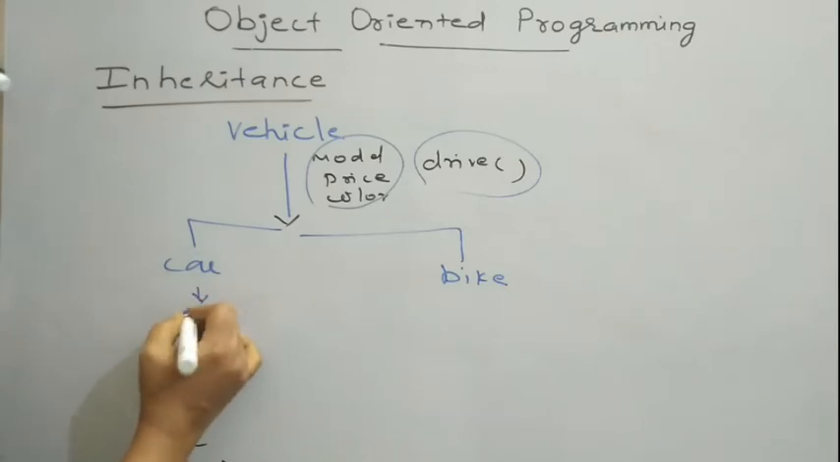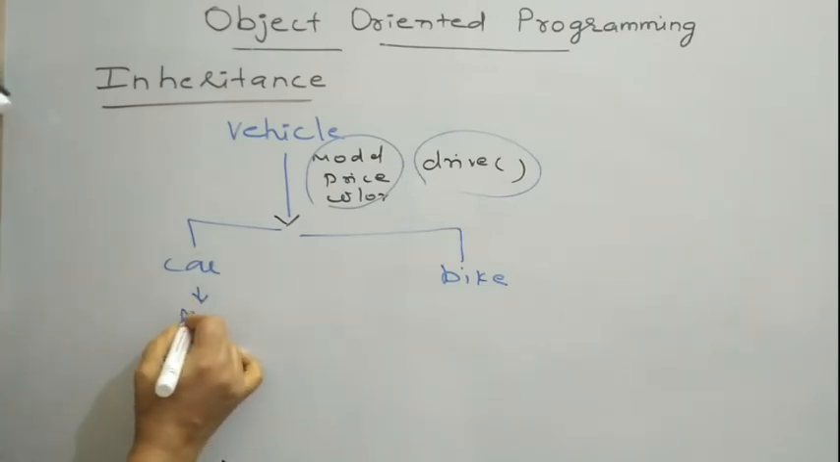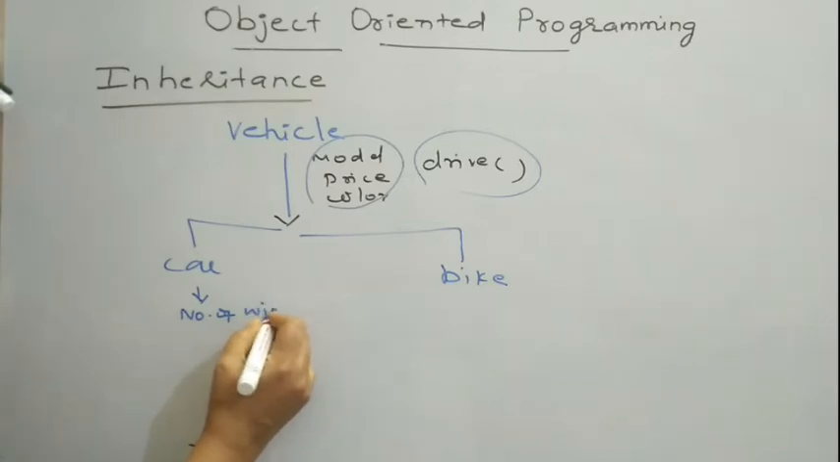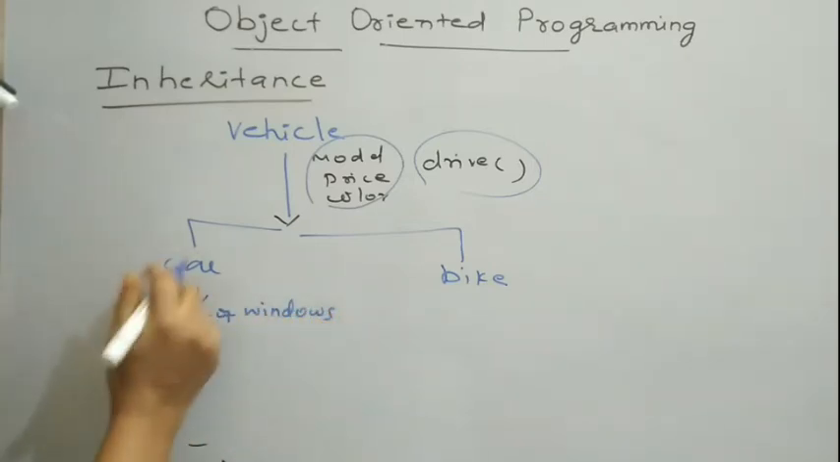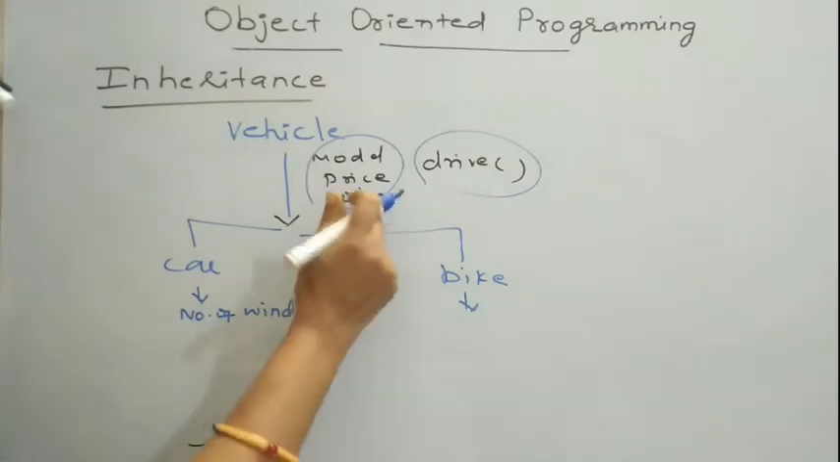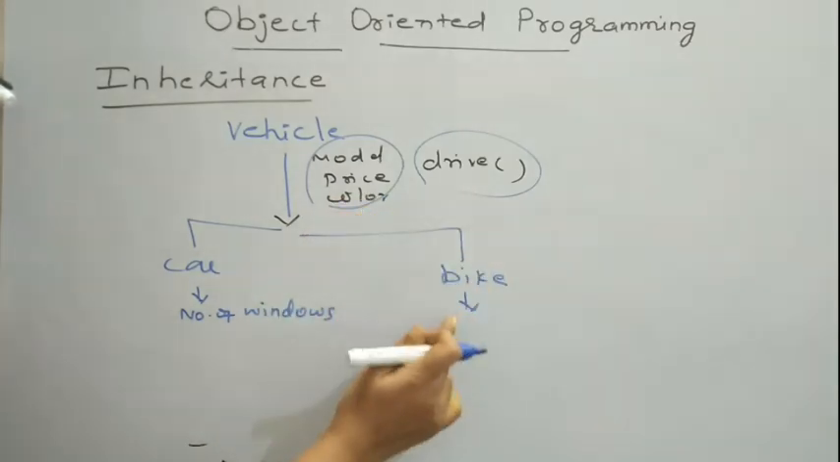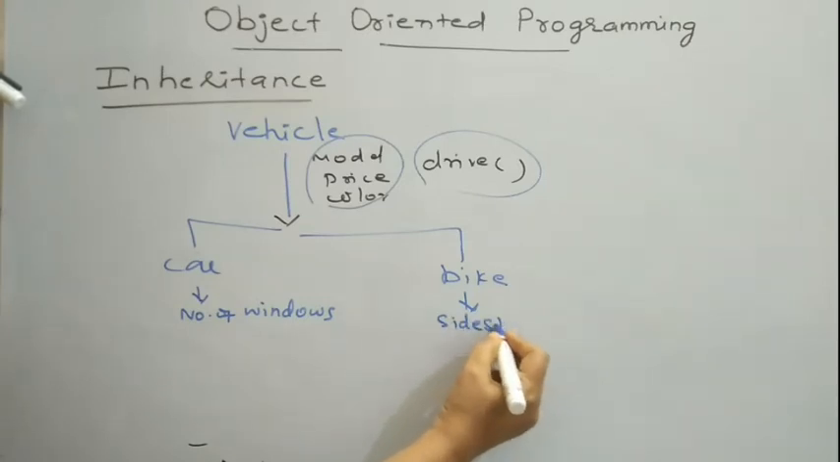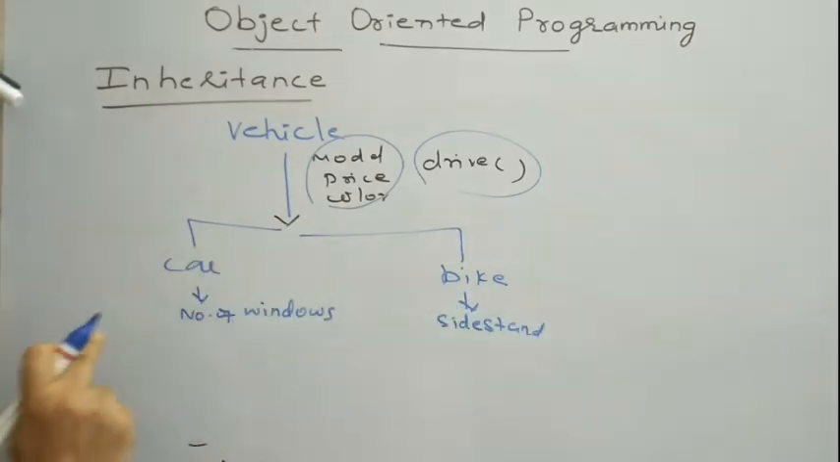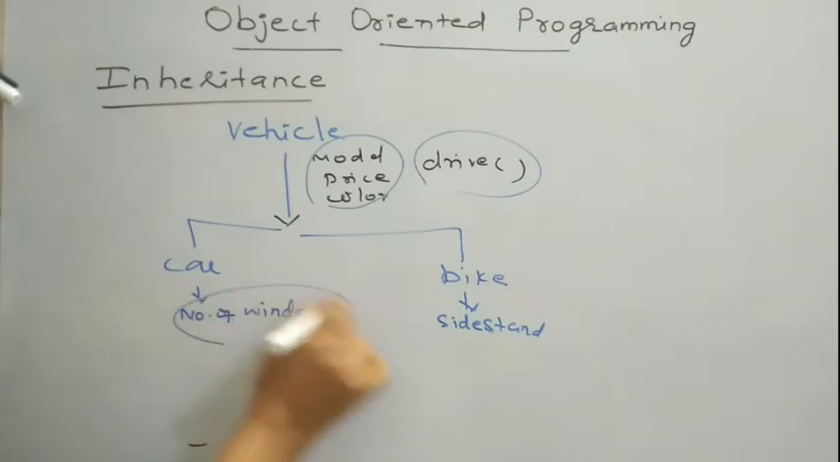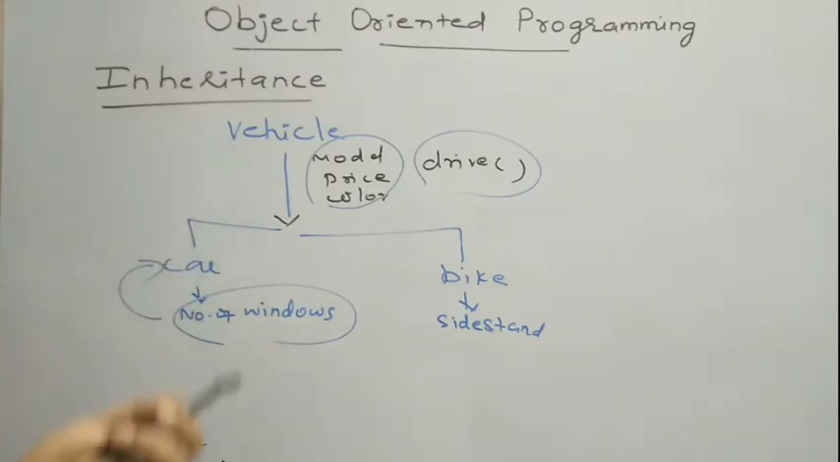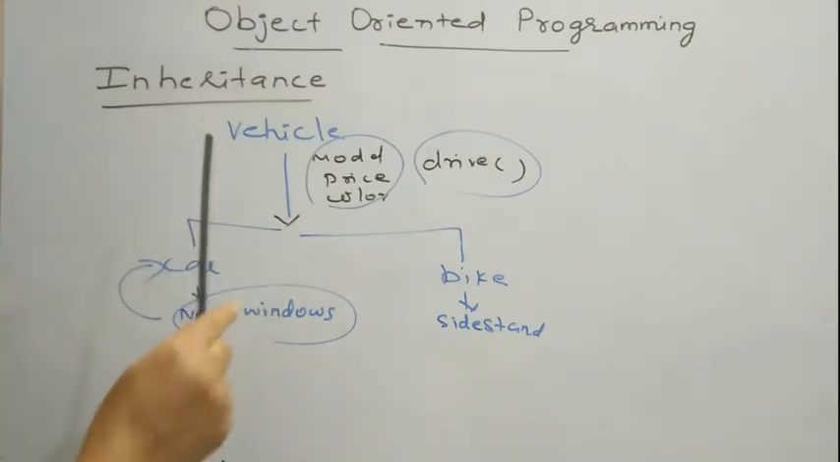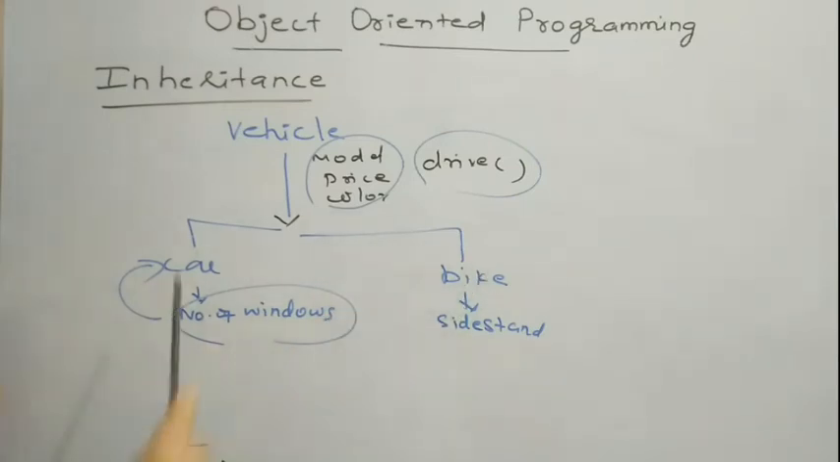Additionally, if car defines a property called number of windows, it is applicable only to car. Additionally to this state and behavior, bike can have a side stand. This is the additional property defined for the child class bike, and that one is the additional property defined for the class car. So from this parent class vehicle, I derive two child classes, bike and car. This is an example for inheritance.